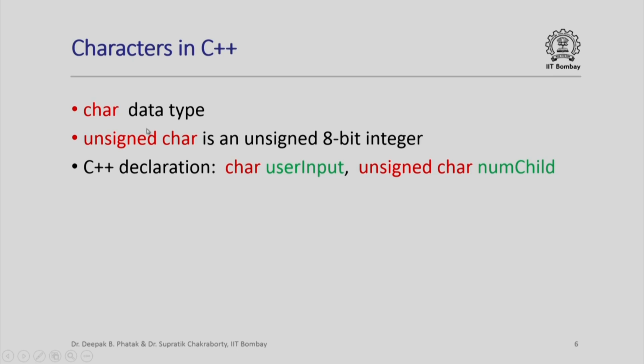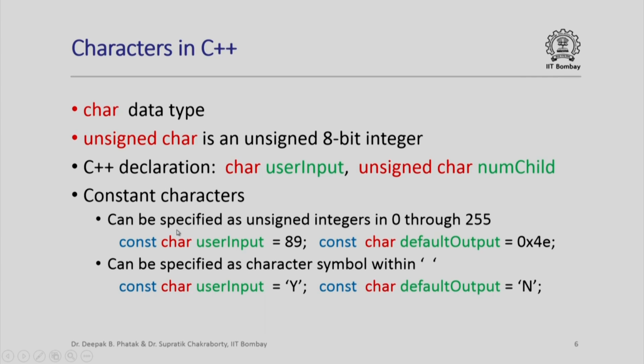How do you declare char or unsigned char in C++? This is the usual way we declare variables. We put the type declaration, in this case char here, followed by the variable name, or we can say unsigned char followed by the variable name. As I said, an unsigned char is really an unsigned 8-bit integer, and you can even do integer operations with it like addition or multiplication.